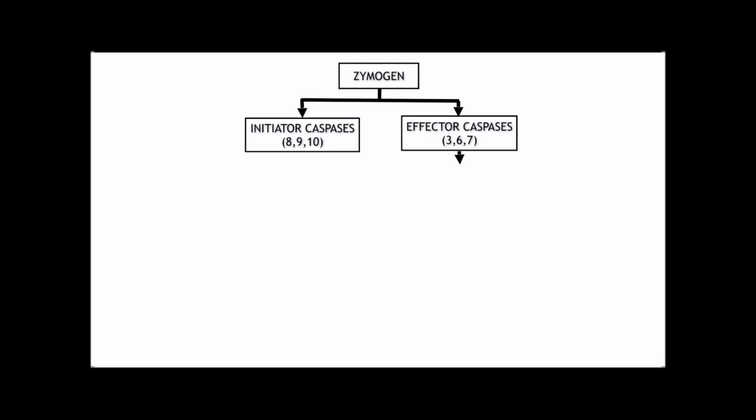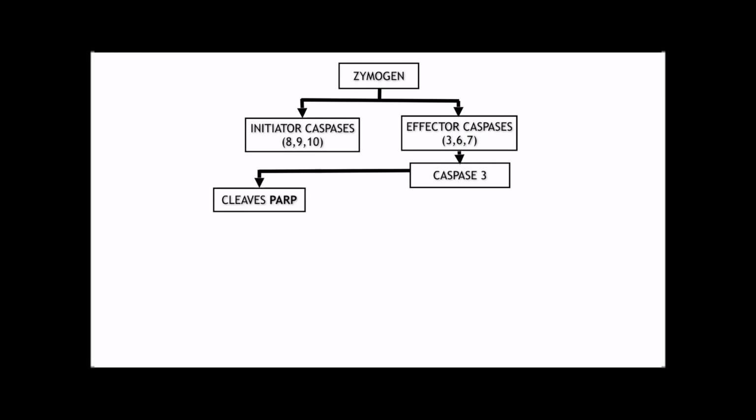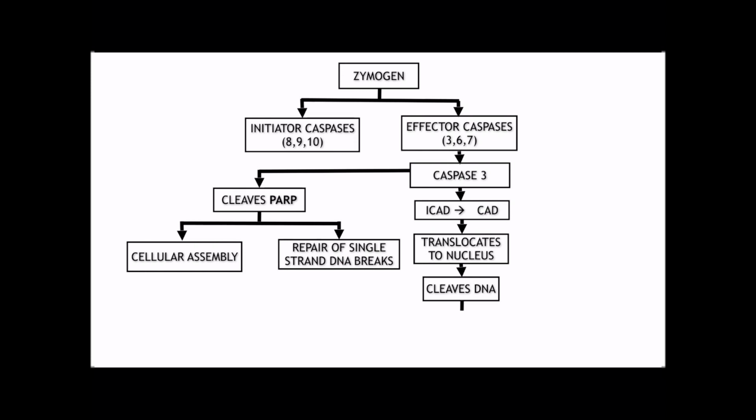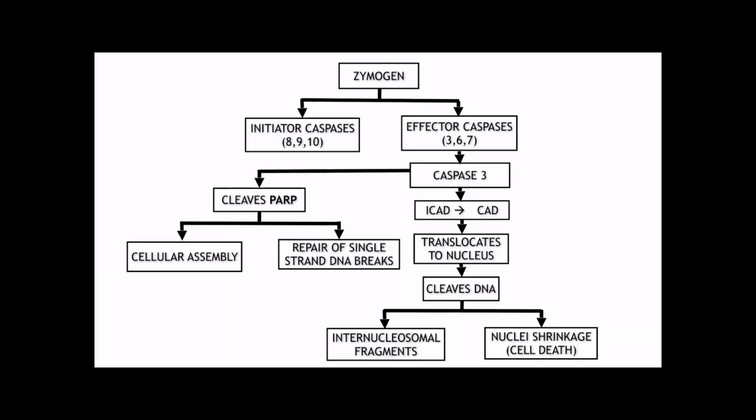Caspase 3 is an effector caspase which upon activation mediates apoptosis by cleaving PARP, or poly-ADP ribose polymerase, a protein which plays a key role in cellular assembly and is involved in repair of single-stranded DNA breaks. Activated caspase 3 activates the cytoplasmic endonuclease CAD, or caspase-activated DNase, by cleaving off its inhibitory subunit ICAD, or inhibitor of CAD. Activated CAD translocates into the nucleus and cleaves DNA into internucleosomal fragments and induces nuclei condensation or shrinkage, a morphological phenotype characteristic of apoptosis.